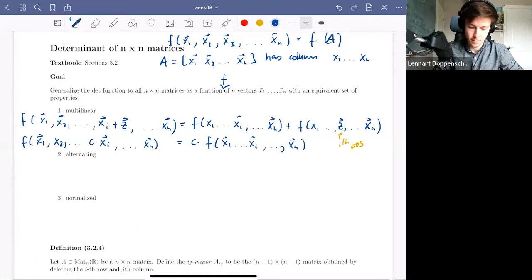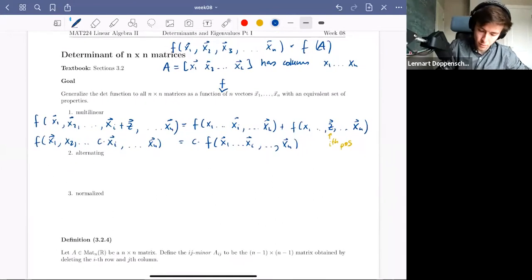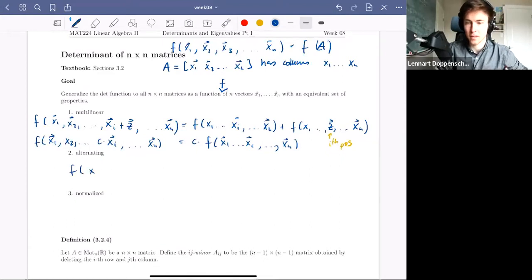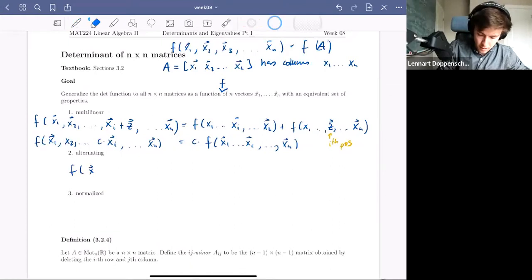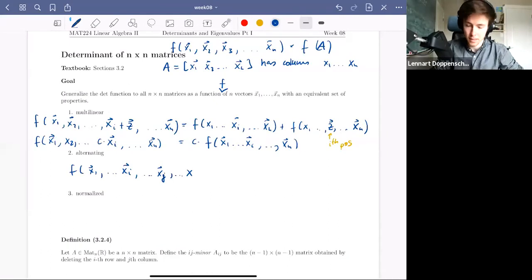Alternating is very similar too. So you can guess what it means. If you have a function that evaluates on n vectors, so it's x1. It has somewhere an xi on the ith position, an xj on the jth position. So I'm just saying that i and j are just some indices.